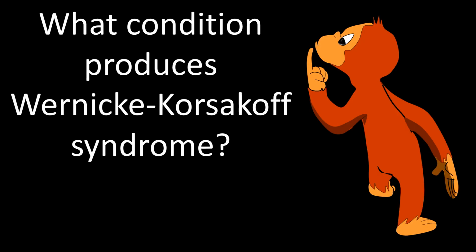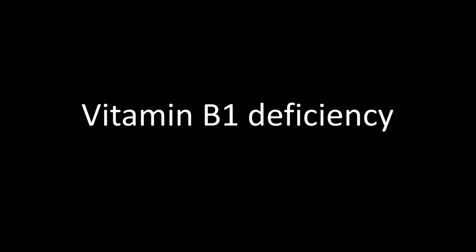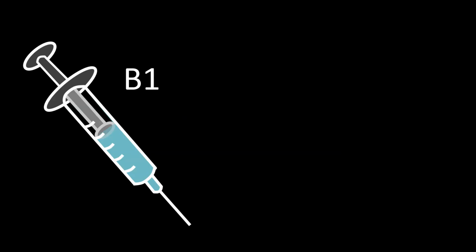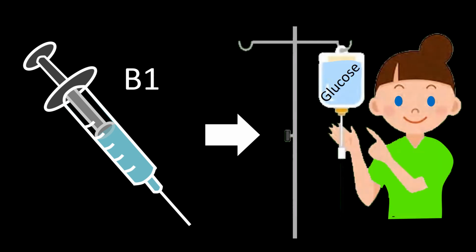Wernicke-Korsakoff syndrome is usually due to vitamin B1 deficiency. Vitamin B1 deficiency is often seen in patients with alcoholism. You may see it in the ER presenting in front of your eyes if you forget, as I did when I was a resident, to give B1 to chronic alcoholic patients before you start an IV with glucose.